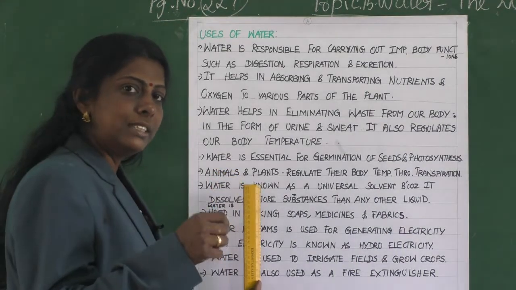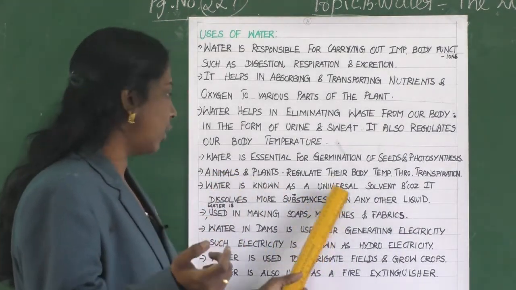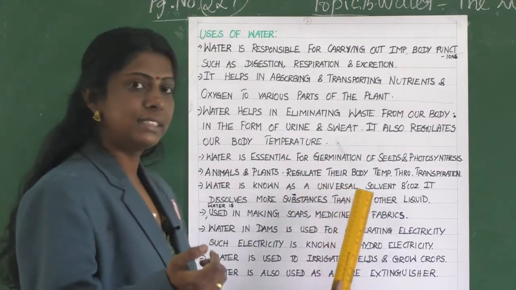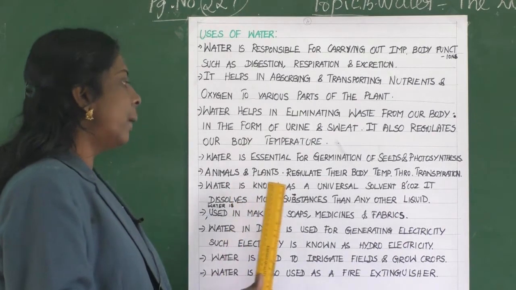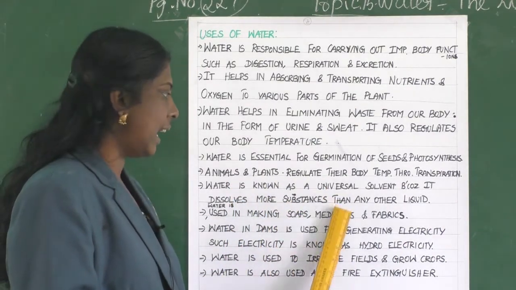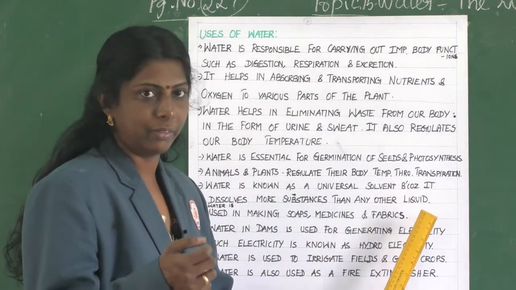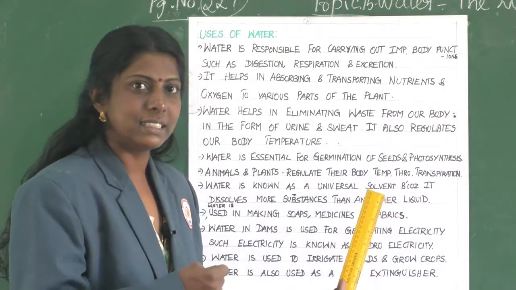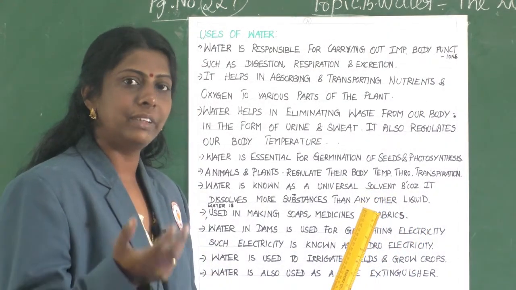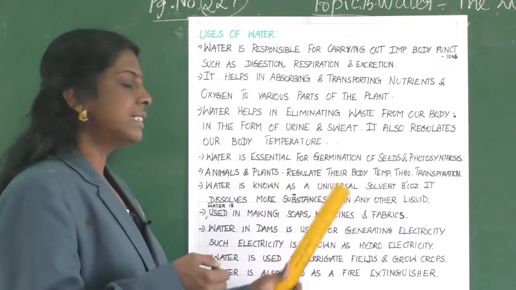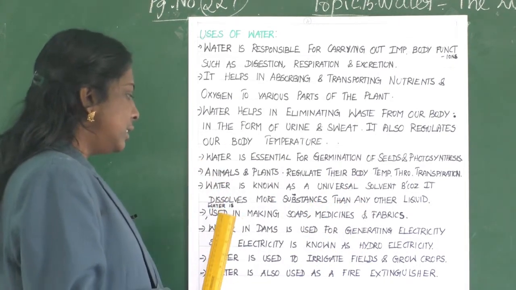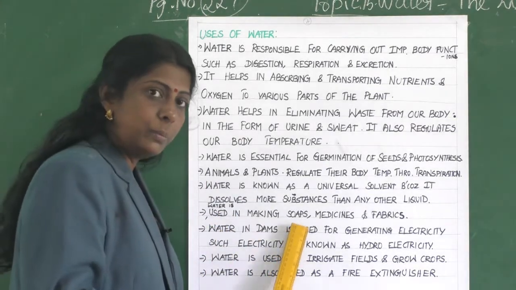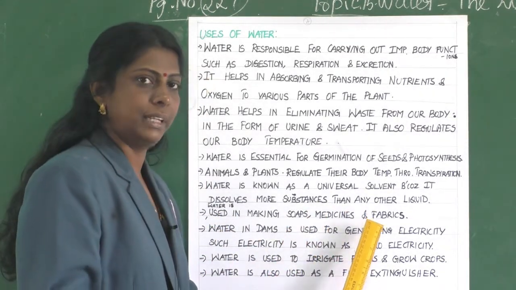Water is also known as a universal solvent. Water is known as a universal solvent because it dissolves more substances than any other liquid. That's why it is also called a universal solvent. Clear? Then water is used in making soaps, medicines and fabrics.